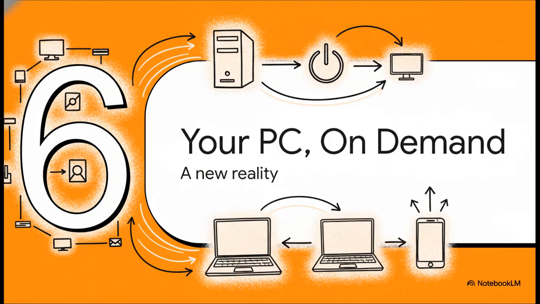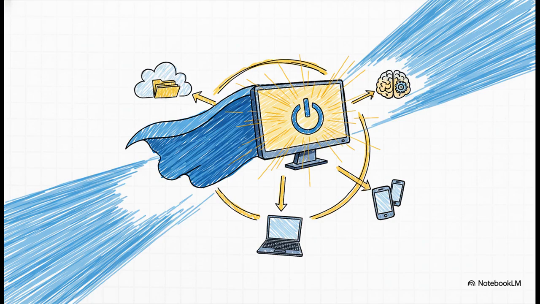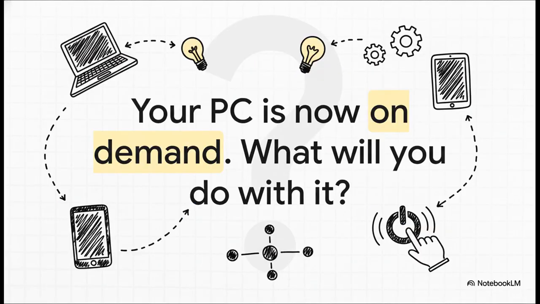Once you've gone through these steps, you've fundamentally changed your relationship with your computer. By doing this, you've basically unleashed its true potential. Your powerful desktop, all your apps, every single file, they're all now just on standby, ready for you whenever and wherever you happen to need them. No more forgotten files, no more limits. So that leaves us with one final thought. Your personal computer is now truly on demand. The question is no longer if you can get to it, but what new possibilities this opens up for you. So, what are you going to do with it?